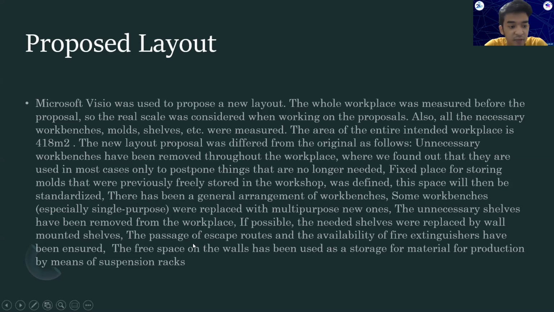The unnecessary shelves have been removed from the workplace. If possible, the needed shelves were replaced by wall-mounted shelves. The passage of escape routes and the availability of fire extinguishers have been ensured. The free space on the walls has been used as storage for material for production by means of suspension racks.